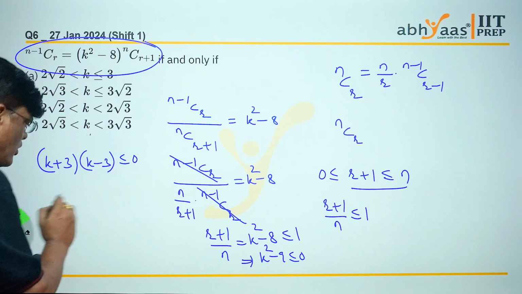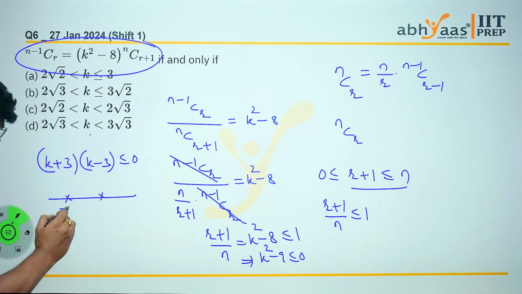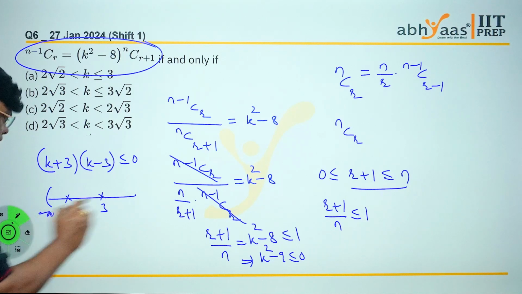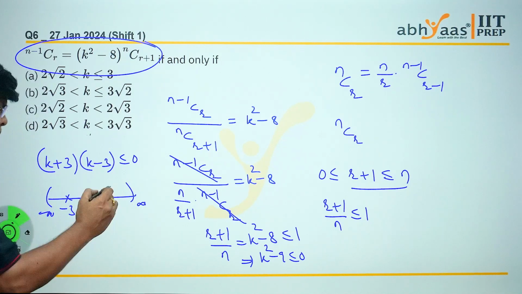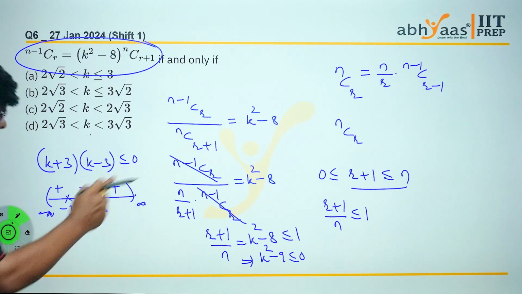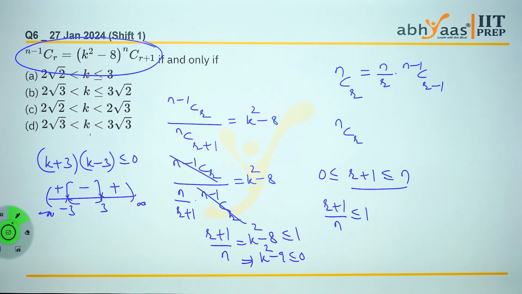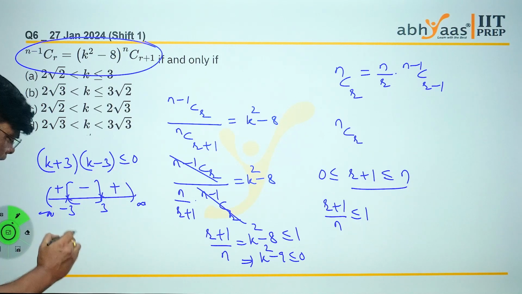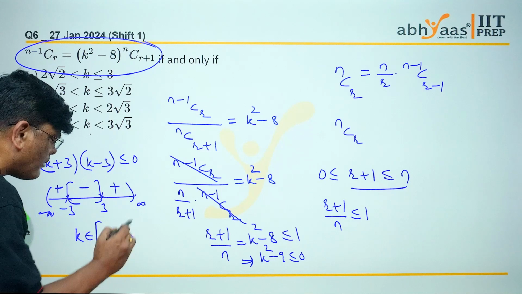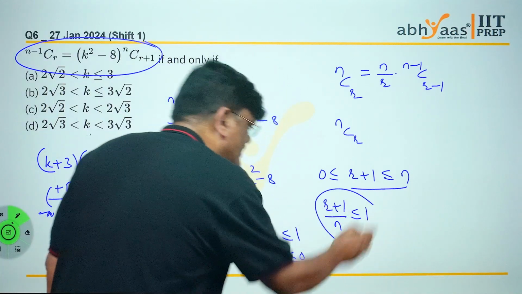Now by the wavy curve method, which we already know, from this factor we get minus 3, from this factor plus 3. The signs are plus, minus, plus. Less than or equal to means negative. In which region is it negative? Minus 3 to 3, and the equal symbol is there, so closed bracket. From this, K belongs to the closed interval minus 3 comma 3.